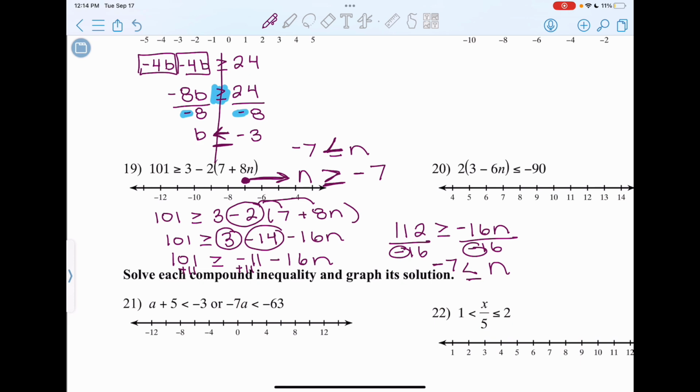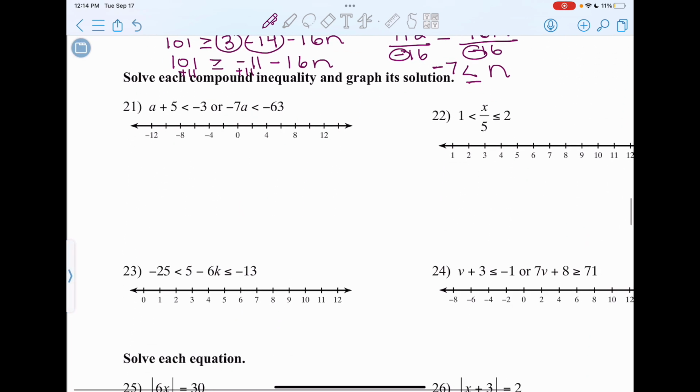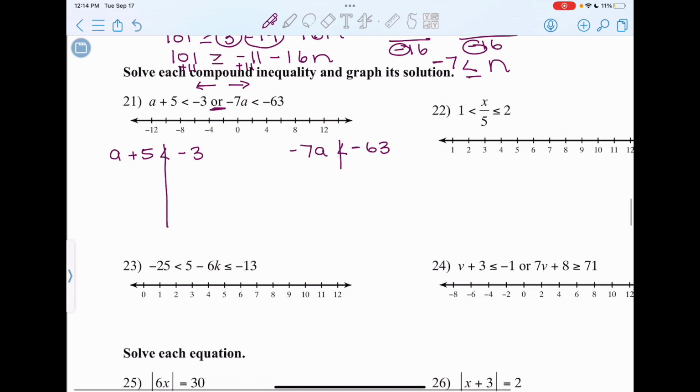Now let's try solving a compound inequality. Looking at 21, I have a disjunction because I see the word or. So I'm expecting my graph to go away from one another. So this tells me that when I graph it, I need to make sure that my graph is going away from one another. And notice how I have two inequalities already split up for me. I have a plus 5 is less than negative 3, and negative 7a is less than negative 63. And I'm going to solve both of these.